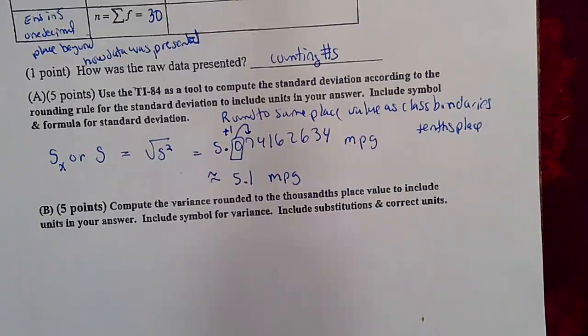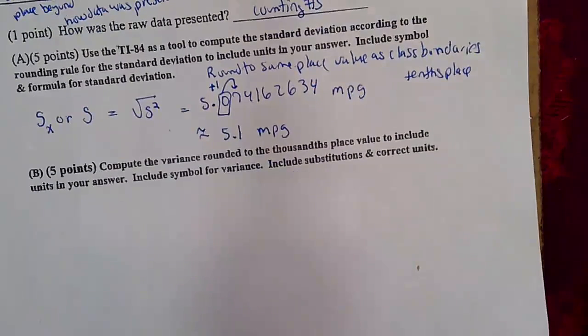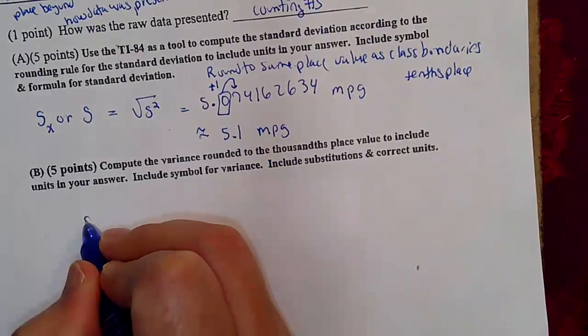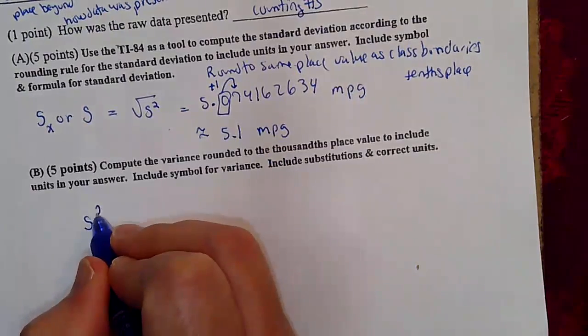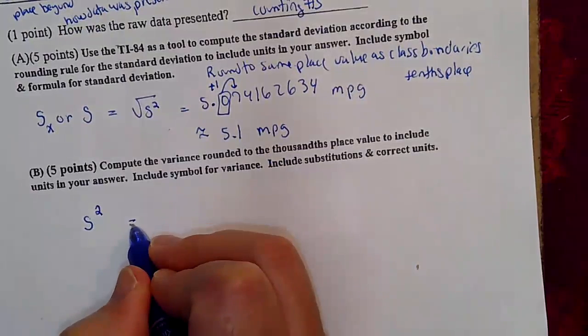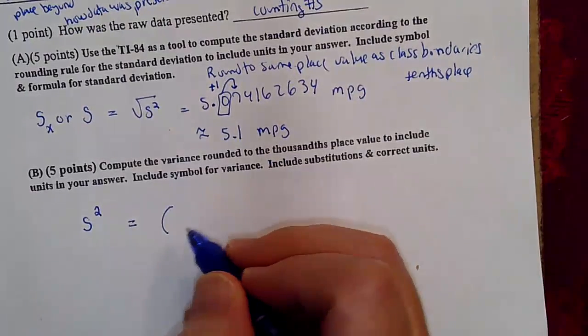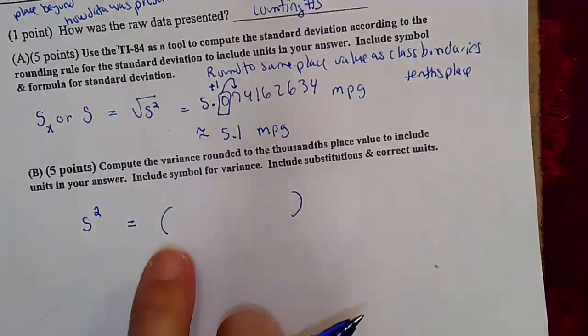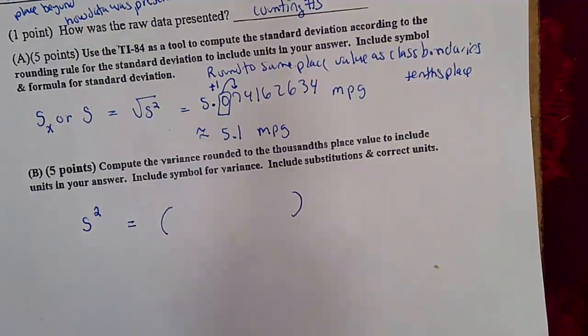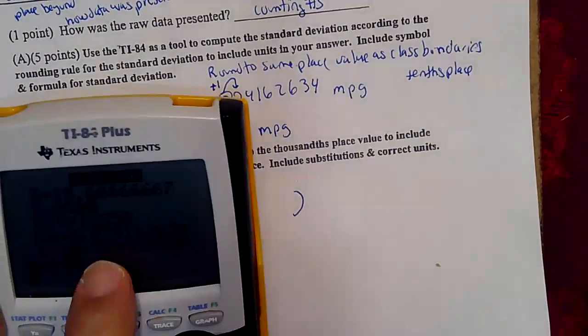And then it says compute the variance, round it to the thousandths place. Okay. And then once a symbol, I didn't ask for a formula, I asked for the symbol here, and I did ask for the substitution and then the correct units. Okay. So then your symbol would be little s squared. Okay. And then you're going to take your standard deviation and square that.